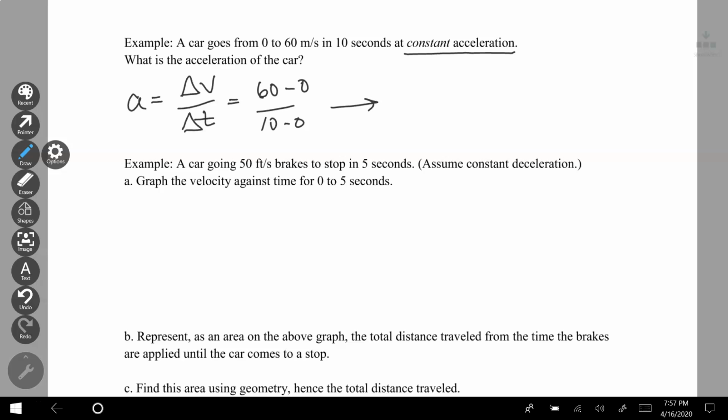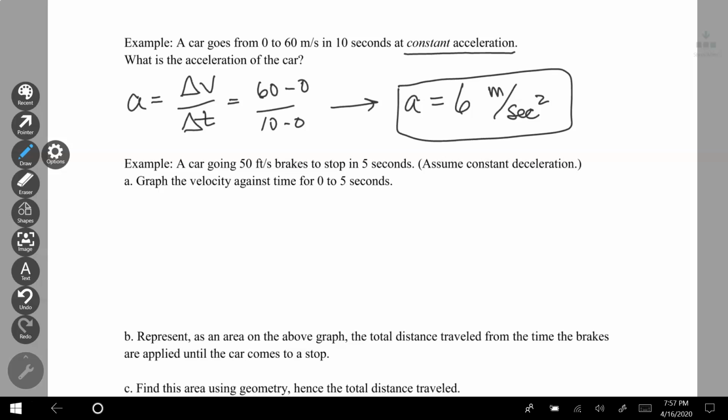And I get my acceleration is equal to 6 meters per second squared. The idea that it's constant is the key. I could approach it as something linear, or that it has a slope. And that's what I did. Change of y over change in x, in this case change in v over change in t. So I'm going to draw a graph.